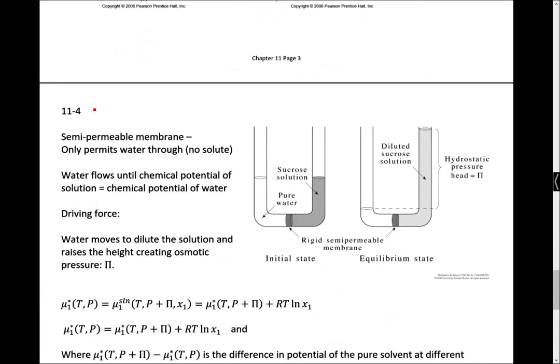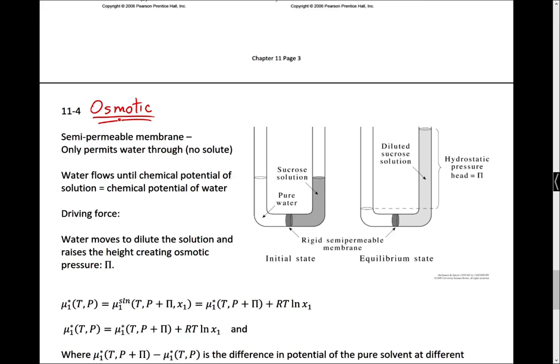So the next thing I want to talk about a little bit is osmotic pressure. As I said, we're going to keep this pretty qualitative and pretty simple. In this situation, what I've got is water on one side and an aqueous solution on the other. So this is sucrose. This could be a sodium chloride solution, or a solution of any non-volatile solute. And what separates the two is a semi-permeable membrane, and semi-permeable membranes allow the solvent to pass through, but nothing else.